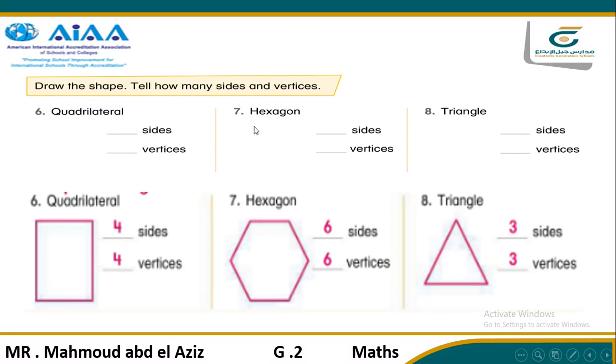Another question here, hexagon. How many sides in a hexagon and how many vertices in a hexagon? Excellent. We have 6 sides here. Let's count them. 1, 2, 3, 4, 5, and 6. So we have here 6 sides and 6 vertices. What about triangle? Excellent. All triangles have 3 sides and 3 vertices.